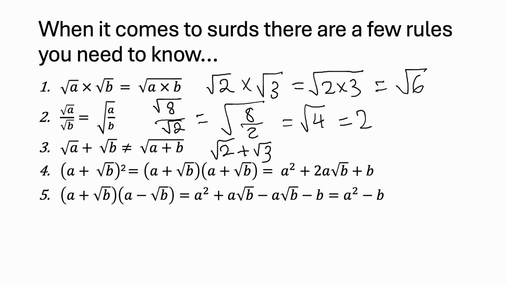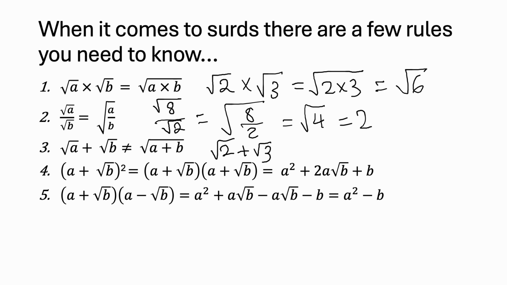Then if you have brackets A plus root B, bracket squared, remember you have your double brackets, and you would normally do the same method that you would do when expanding double brackets, your FOIL method or your multiplication table method. And once you expand it out, you would get an answer of A squared plus 2A root B plus B.